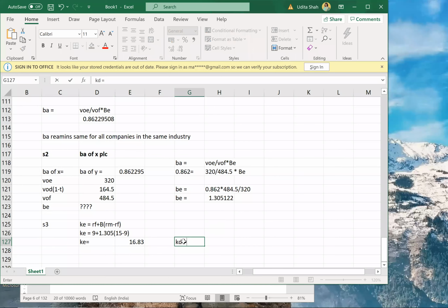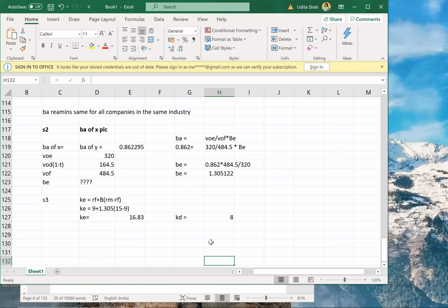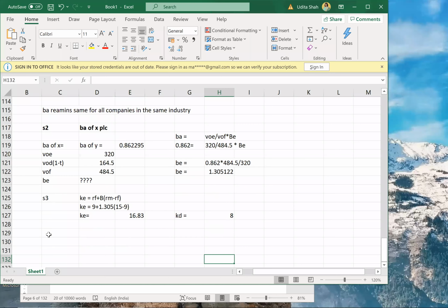And KD they have already given post tax. So I don't need to do 8 into 1 minus T. So KD I can directly take as 8%. And step 4, I'll calculate WACC.